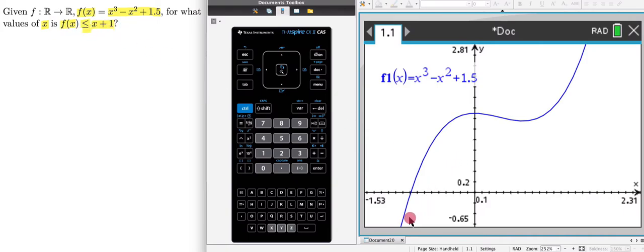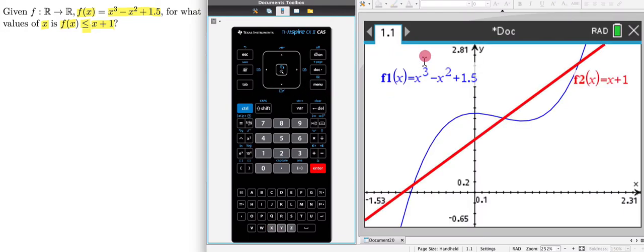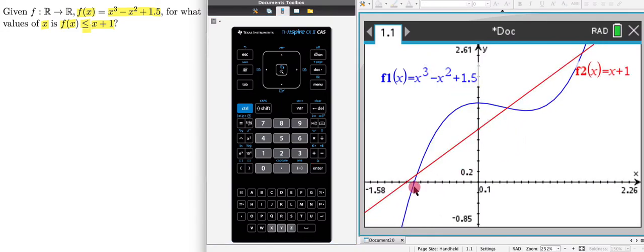So we need to find where this blue graph is less than x plus 1. We can do that by drawing in x plus 1. So we're going to put in a new function, x plus 1, and we hit enter. And there it is. So what we want to find is where our blue graph is less than or underneath our red graph. So it's going to be this section here, so negative infinity until this point, and then this point until this point. And we want to find the x values for which this is true.